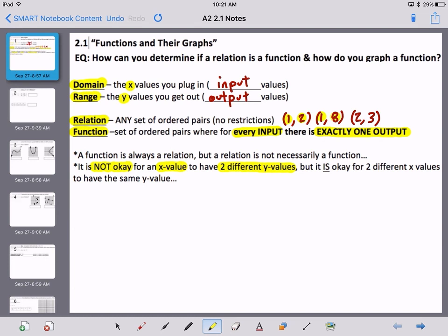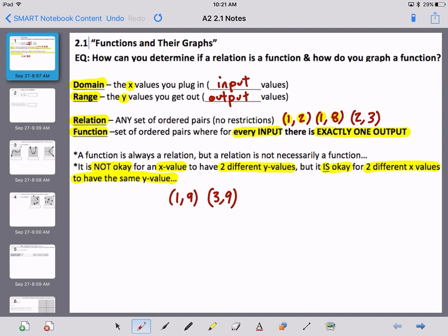However, it is okay for two different x values to have the same y value. So if you had something like (1, 9) and (3, 9), that's all right. You can have the same y value, you cannot have the same x value.